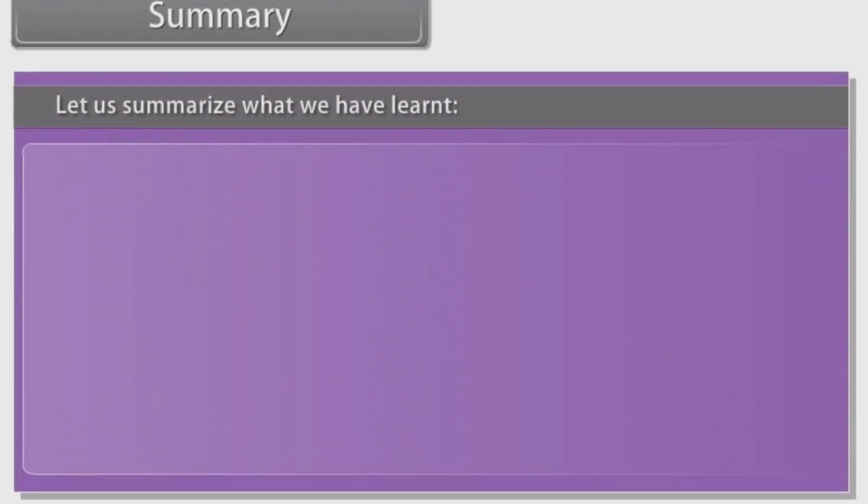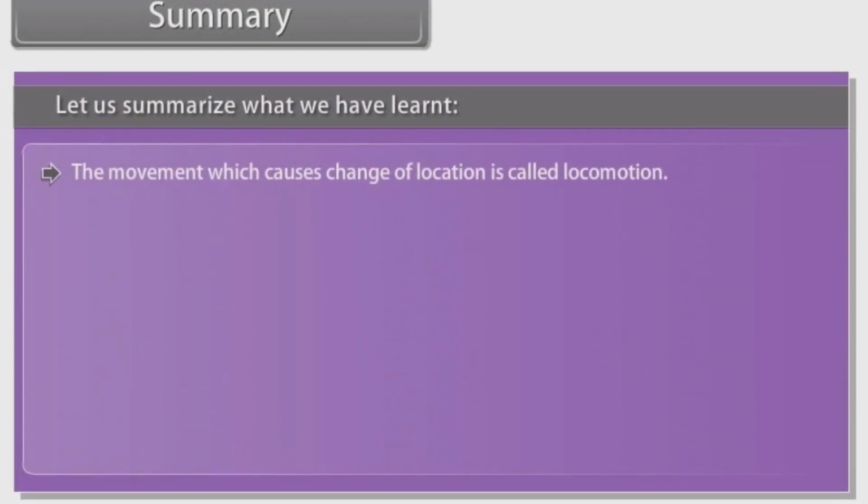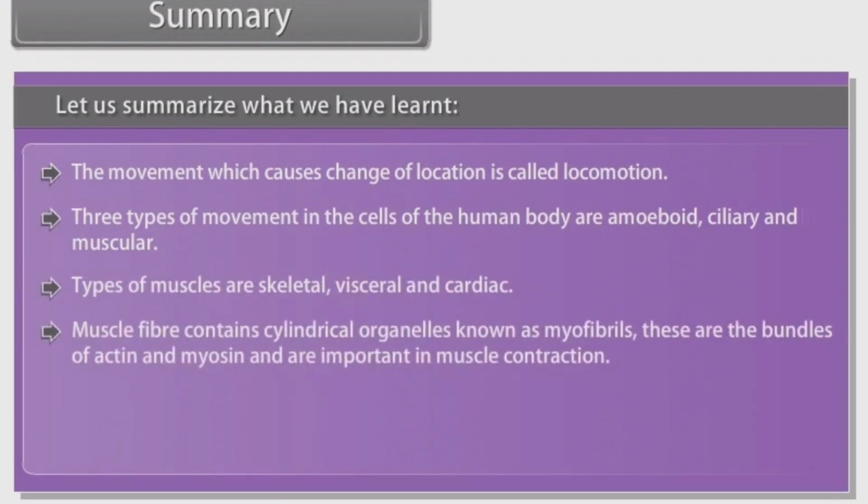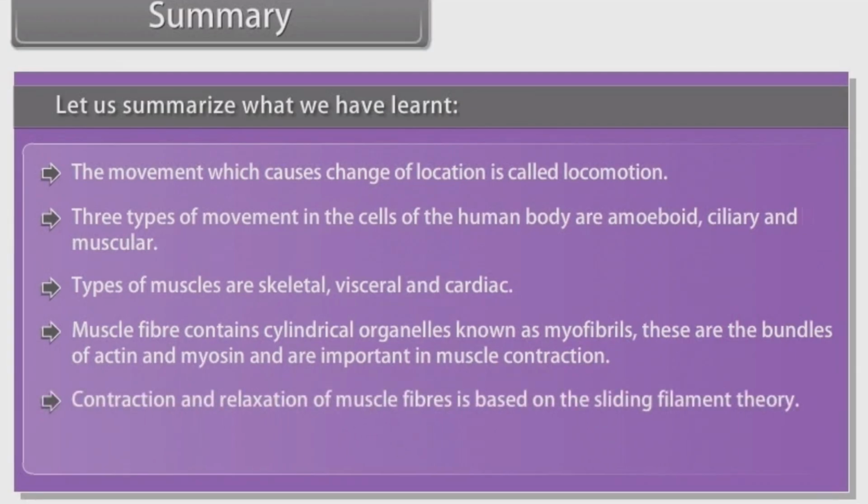Summary. Let's summarize what we have learned. The movement which causes change of location is called locomotion. 3 types of movements in the cells of the human body are amoeboid, ciliary, and muscular. Types of muscles are skeletal, visceral, and cardiac. Muscle fiber contains cylindrical organelles known as myofibrils. These are the bundles of actin and myosin and are important in muscle contraction. Contraction and relaxation of muscle fibers is based on the sliding filament theory.